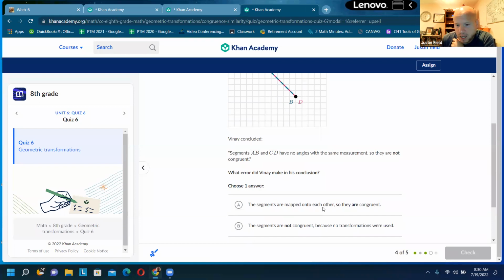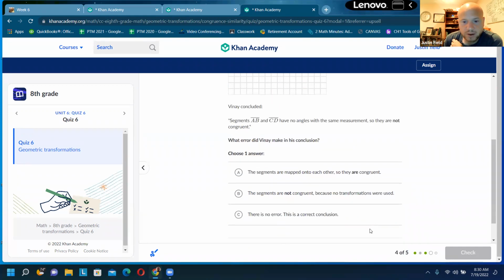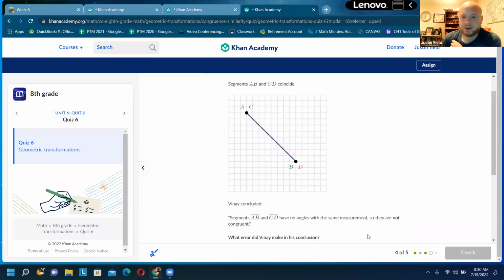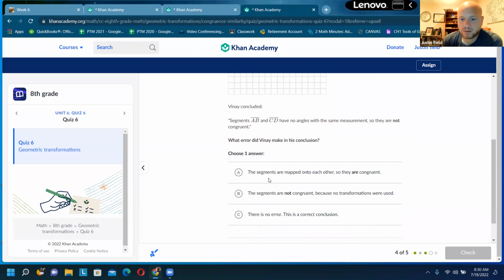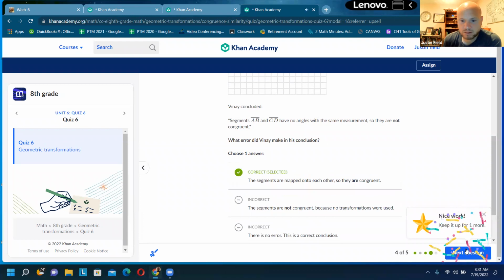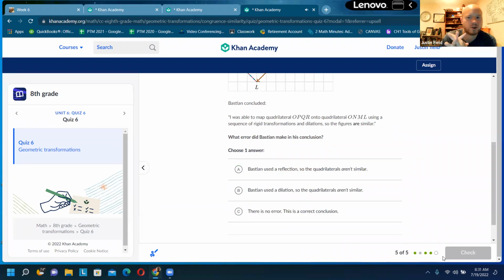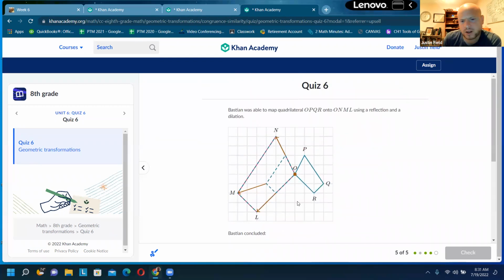Vinay: Segments are mapped onto each other, so they are congruent. The segments are not congruent because, okay. All right, so they coincide, so they are congruent. You see, they are mapped onto each other. But he said they're not congruent because they have no angle. The segments are mapped onto each other, so they are congruent. Okay, so Vinay is confusing things. He was thinking about triangles or something with angles. There's no angles there.